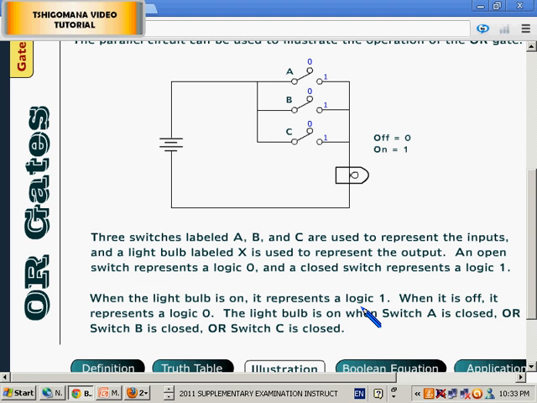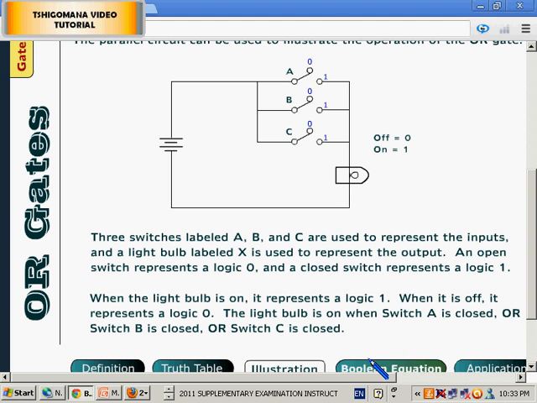Now, what must happen? The light bulb is on when switch A is closed. In other words, if you close one of the switches here, the light bulb will be on. Or when switch B is closed, or when switch C is closed. In other words, if you switch on one of the switches here, the light bulb will be on.